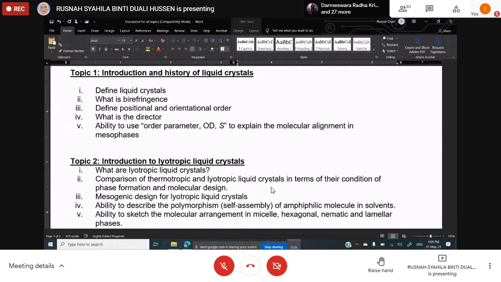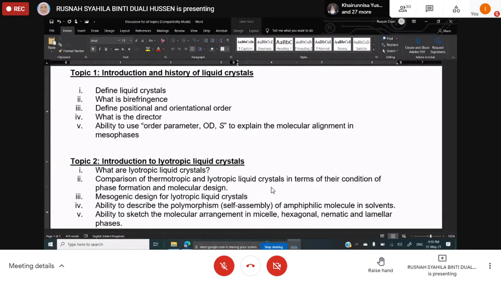The second part, we know that birefringence is a characteristic that is important in liquid crystal. They show birefringence because they are not perfectly aligned, so the ray of light is disturbed when it passes through the molecules. That is the birefringence. Positional order and orientational order: a material that we define as a liquid crystal must have this positional and orientational order.